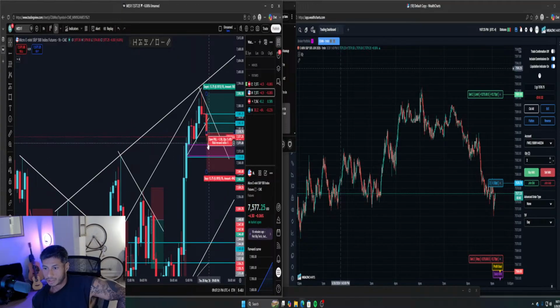But if it does go into the zone, I don't want to see it go below this teal line right here. So I'm going to switch to a smaller time frame now. This is on the 1 hour. I always go to the 1 hour time frame to map all this out.